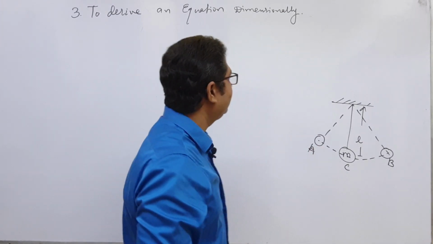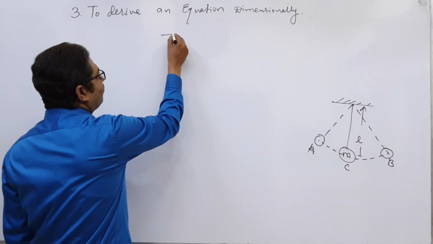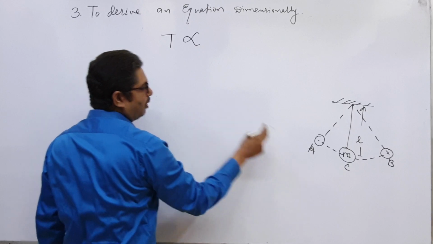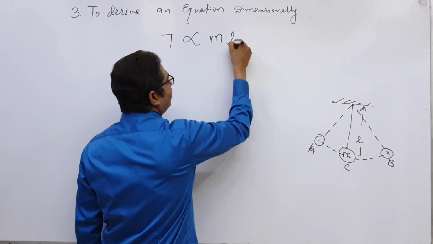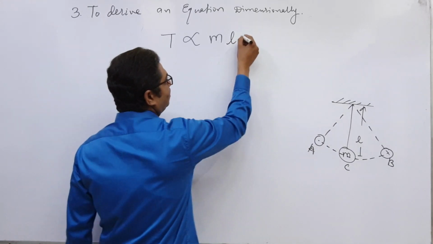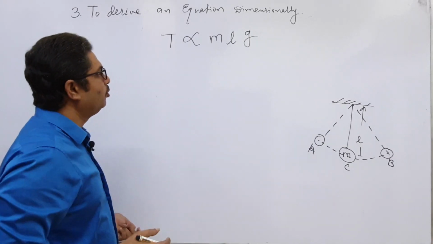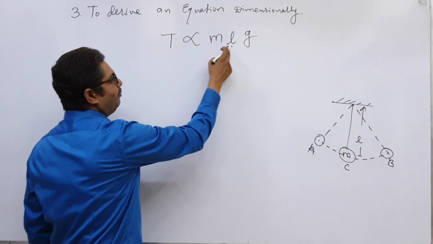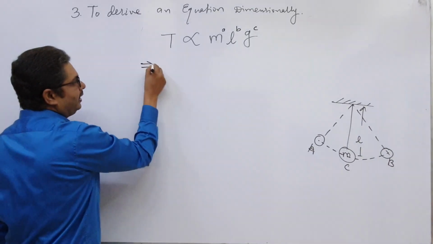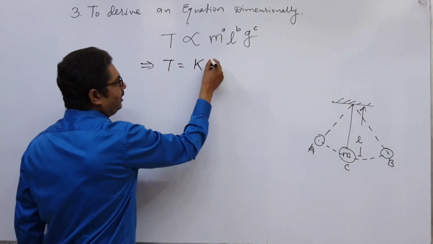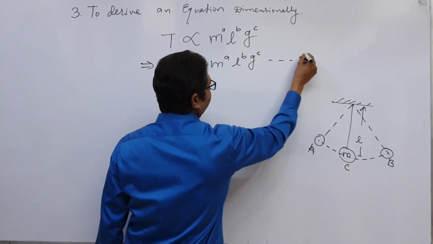Now the question is, time period of a simple pendulum. Time period of a simple pendulum depends on the mass of the bob m, length of the string L, and acceleration due to gravity g. Obtain the relation among them. Then what will we do? We write here T proportional to m, l, g, and write here a, b and c. After that, write T equals K constant, m to the power a, l to the power b, g to the power c. Make it equation number 1.